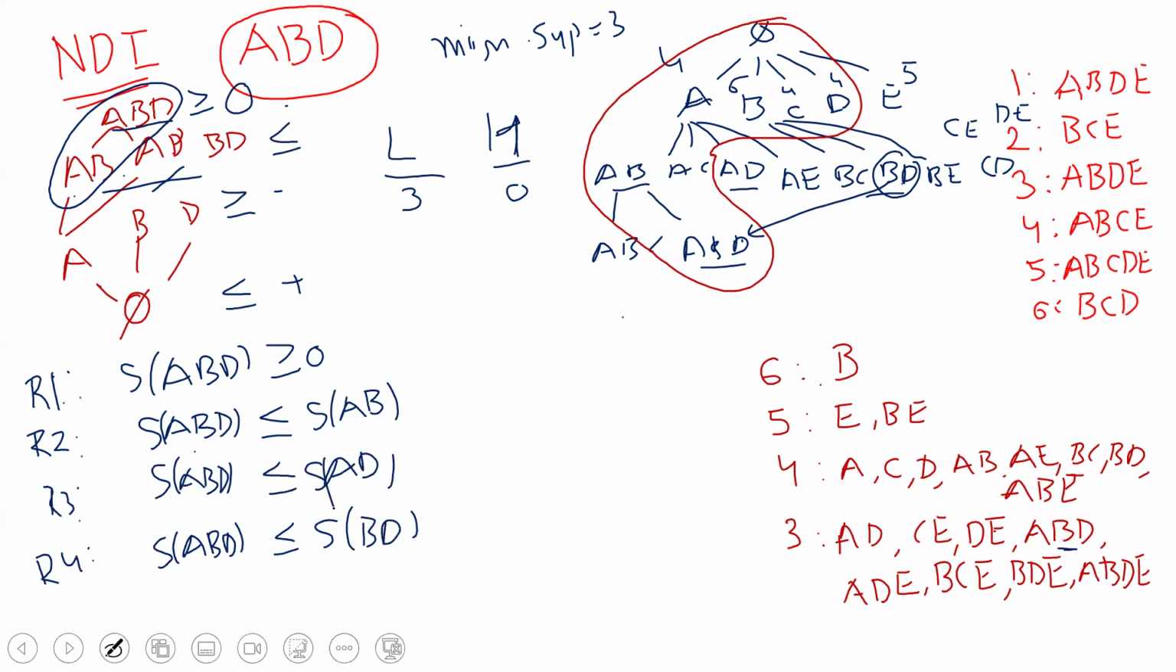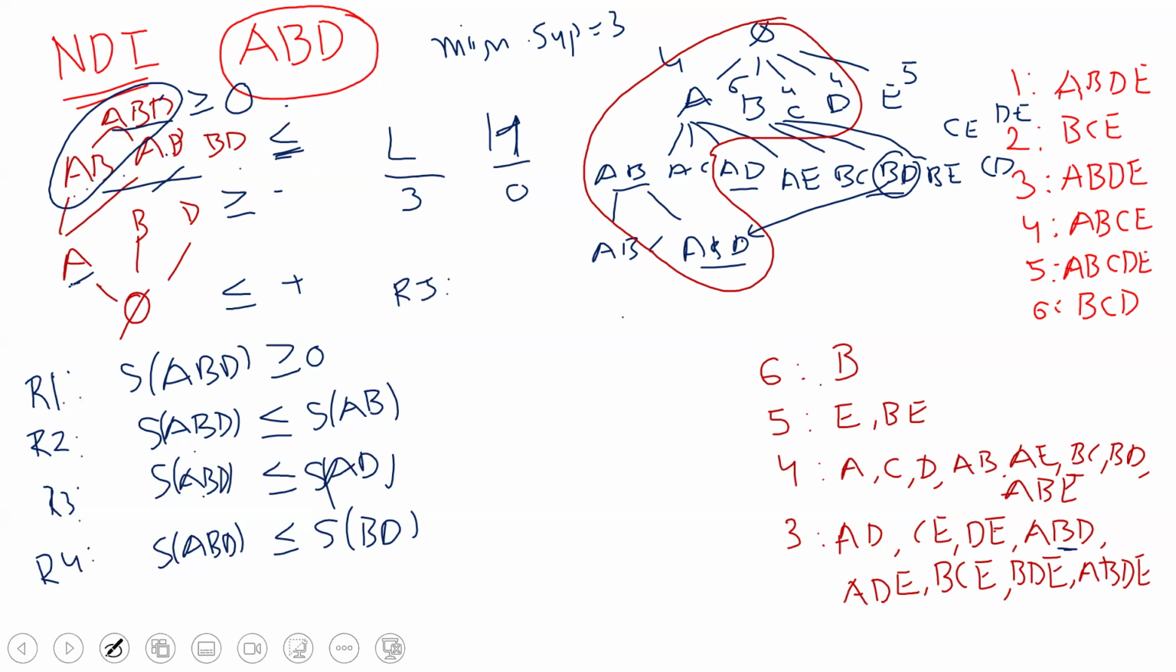Rules are derived just like this. We started from the first level, and from the first level we are coming down to the second level. When you're coming to the second level, it comes less than or equal to: S of ABD is less than or equal to AD, S of ABD is less than or equal to BD. And now for rule 5, we are coming back to A.